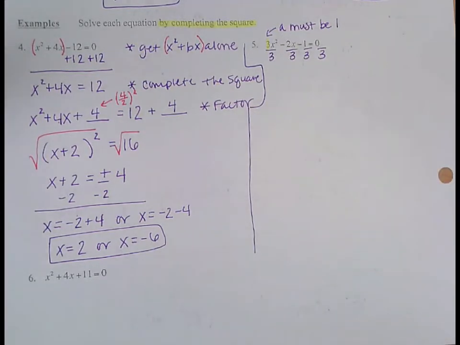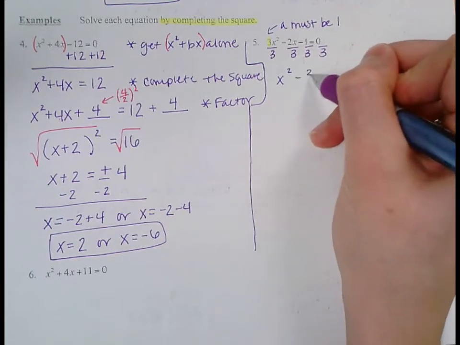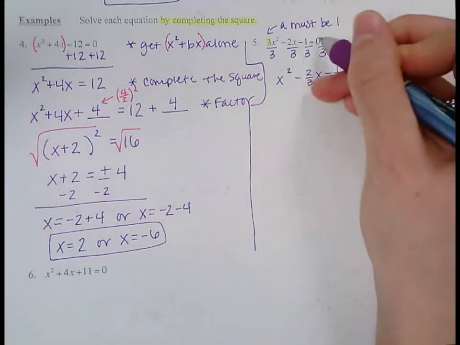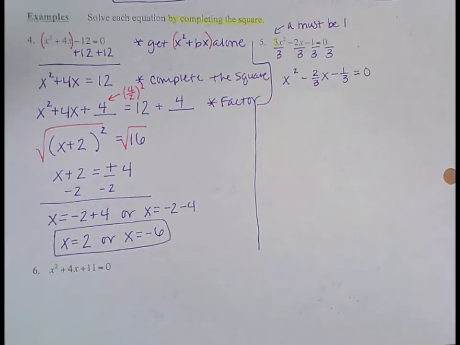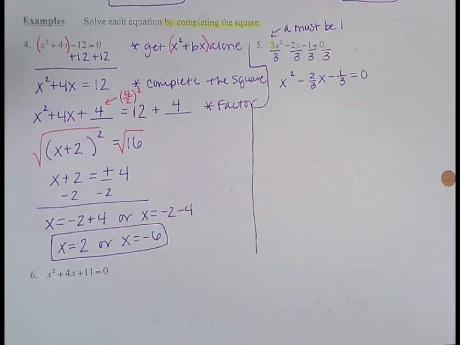So yes, you're going to have fractions in this one because, for example, 2/3 and 1/3 are repeating decimals, meaning you have to leave them as fractions. So I have x squared minus 2/3 x minus 1/3 equals, and then 0 divided by 3 is still just 0. And now I go through the exact same steps we did for number 4, because now I have 1 in front of x squared. Just yes, you have fractions.